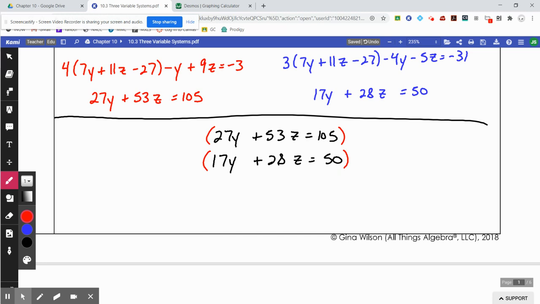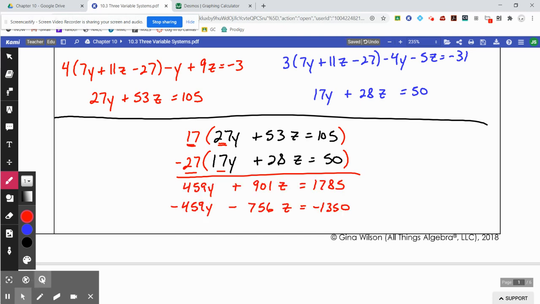I'm going to multiply my first equation by 17, and 17 times 27 gives you a number, and I'm going to take my second equation and multiply it by negative 27. So obviously these will be the exact same numbers when I do that. Here are your two new equations. Now notice your y values do cancel here. So my two new equations, y values are gone. Combine our z's, and here's what you're left with.